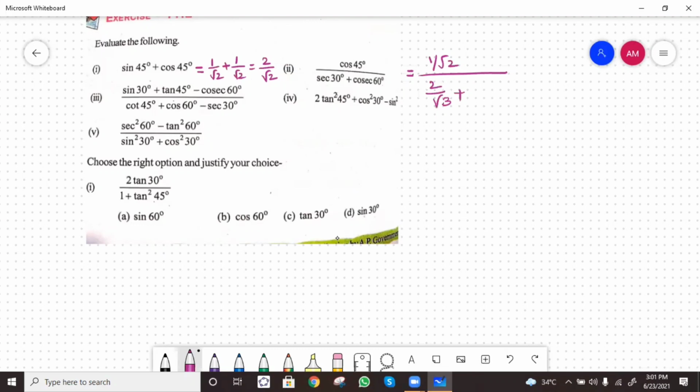What is cosecant 60? It is 1 by sine 60, which is 2 by root 3. Very good. Don't get confused. You simplify this and you will get root 3 by 2 into 2, 4 root 2. Clear? Root 3 by 4 root 2. Is it clear to everyone?